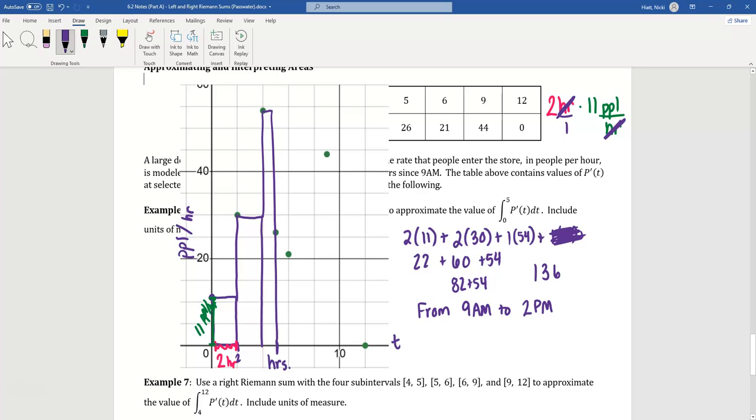We really want to look at the whole thing. But I would get 22 people. Just people, right? The hours canceled out. So this is 136 people.